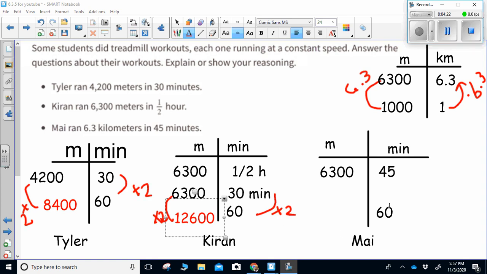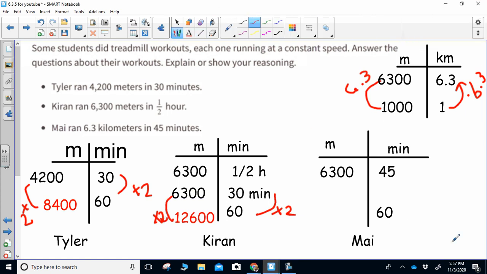All right, now right here, I cannot get from 45 up to 60, but I know if I think about the clock, I could get down to 15. So I need to think about, what do I need to do to 45 to make it be 15? Well, I need to divide by 3. And if I divide this side by 3, I need to divide this side by 3. And that's going to give me 2,100. Then I can multiply by 4 and multiply by 4.